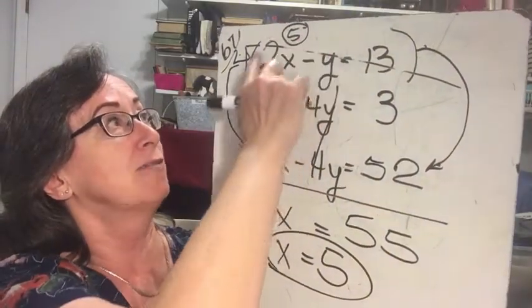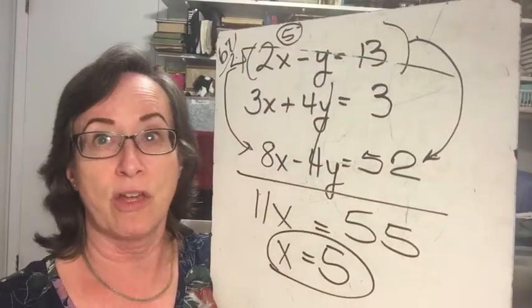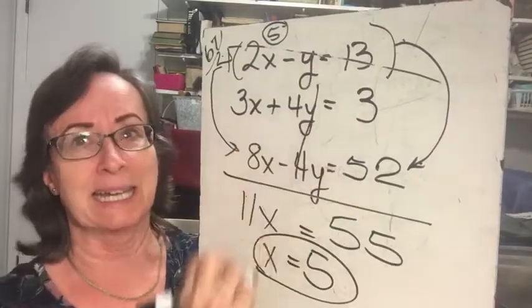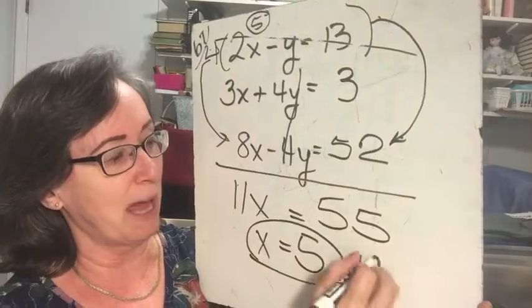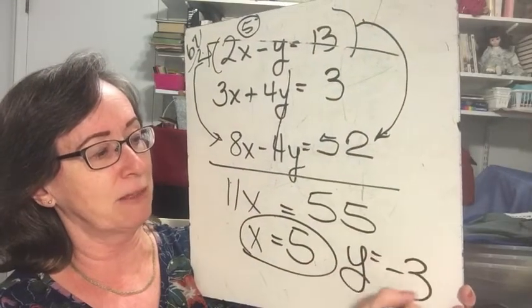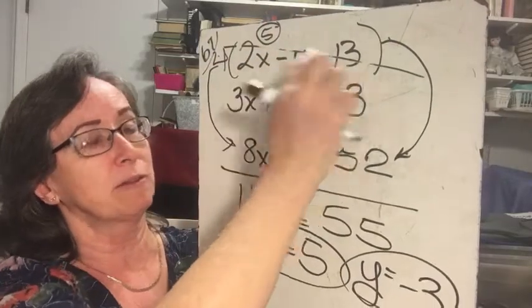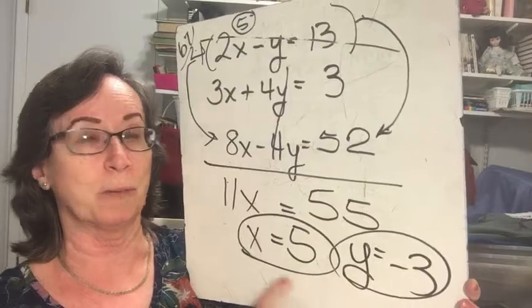So I have 2 times 5 is 10 minus something is 13. Well, 13's bigger. So I'm minusing a negative number, and the negative number is 3. So we're going to say y is negative 3. 10 minus a negative 3 is 13, isn't it? Okay, so now I've got my ordered pair.